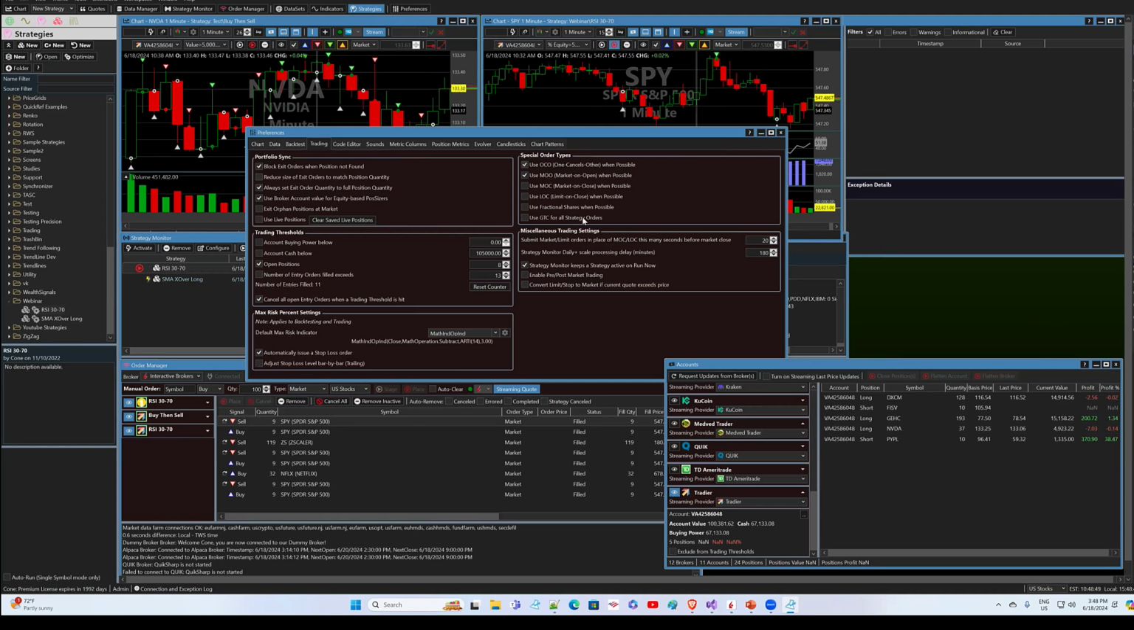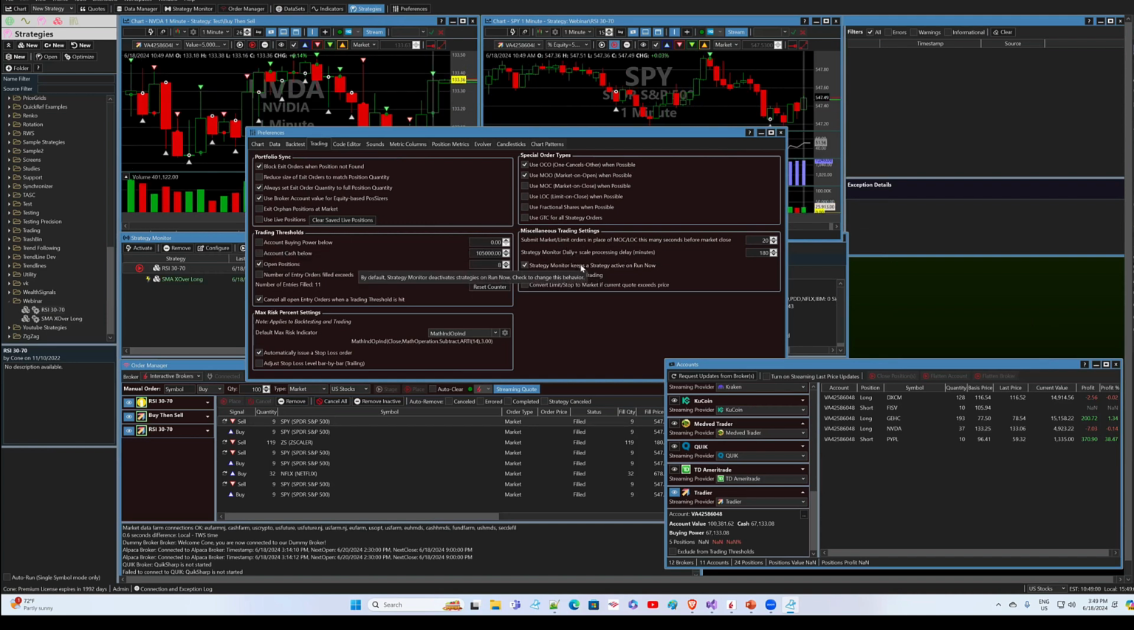There are a lot of other options for special order types. The only other thing that really applies is a couple of options for the strategy monitor. If you tend to use the run now option, we haven't talked about activating strategies yet, but you might want to keep the strategy active after you've right-clicked and run it. If you're auto trading during the day, that's typically something you would do. And processing delay, well, these are for daily strategies. We're not going to talk about that today.